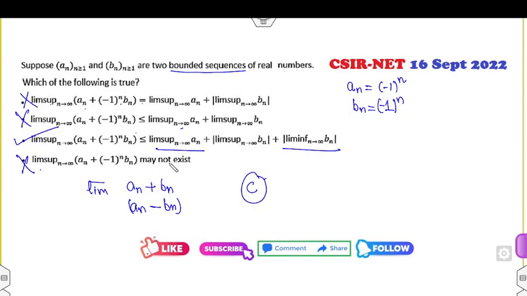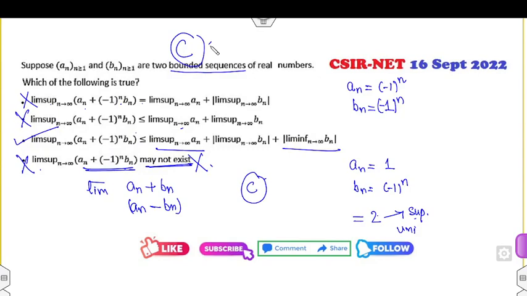The limit may not exist, but you can provide the counterexample. You can see if I choose an as a bounded sequence and bn as (-1) raised to power n, then what is the value of this? This number will be 2. And what is the limit supremum of the constant value? Limit supremum is again 2. That means it's unique and it exists. The option said may not exist, so cancel. So the right answer is only C.